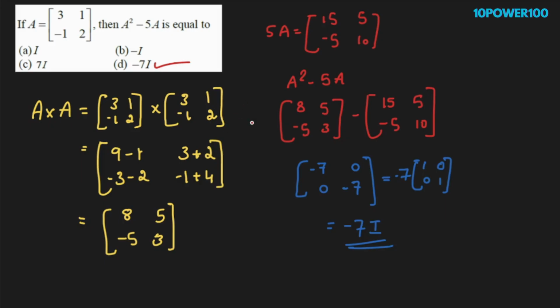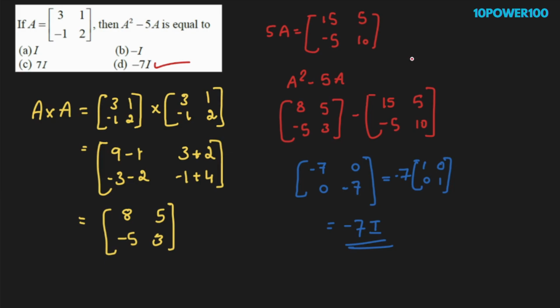So very important, when you're solving MCQ, sometimes you will miss out some things like this. So it is better to come back and recheck all the steps that you have done. So here, minus 7I is the correct answer.